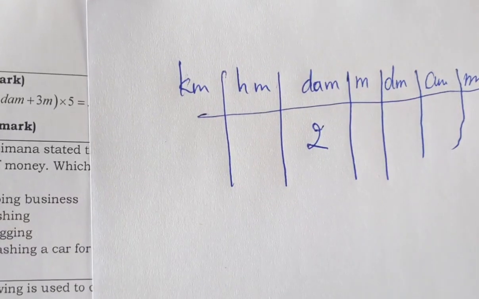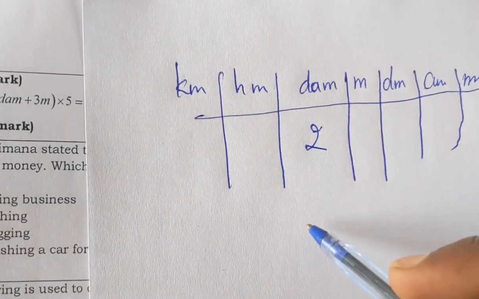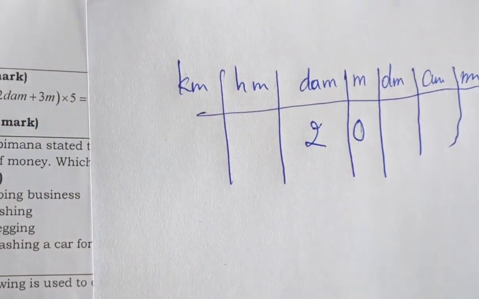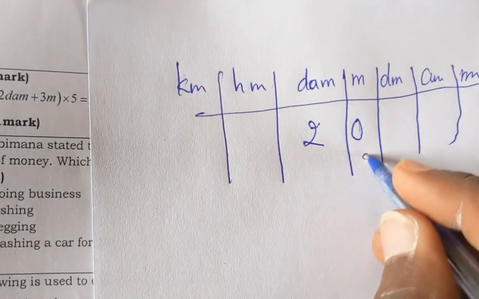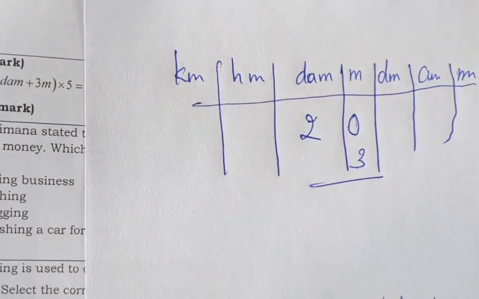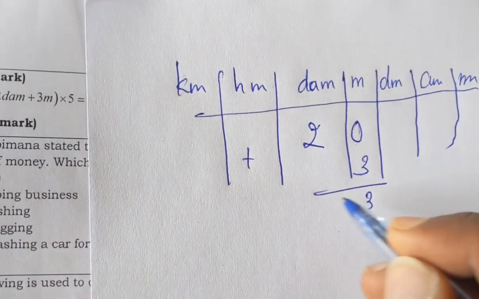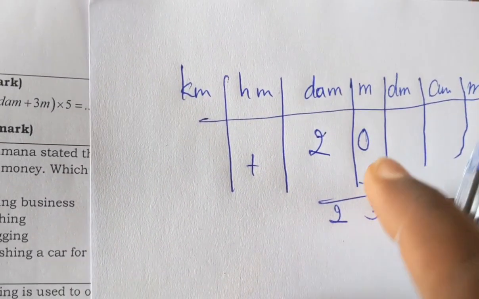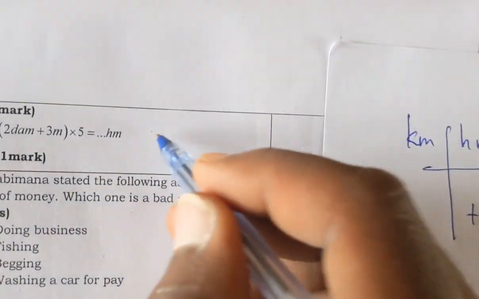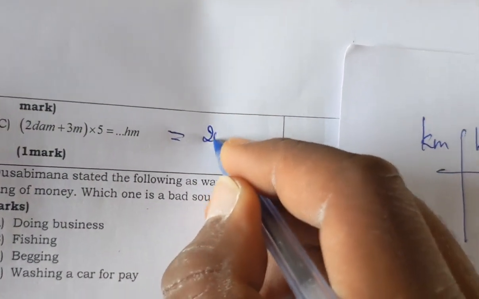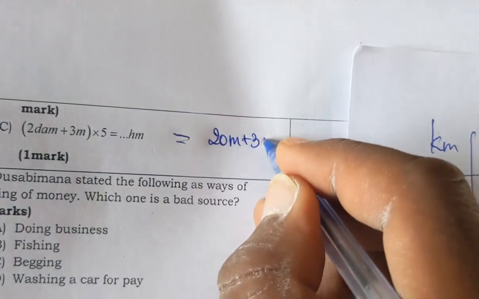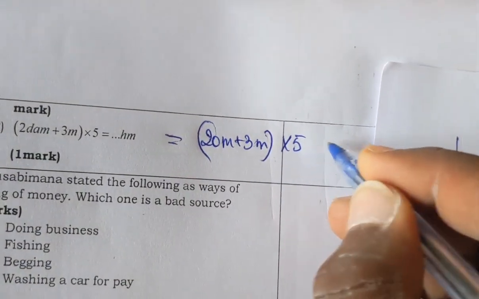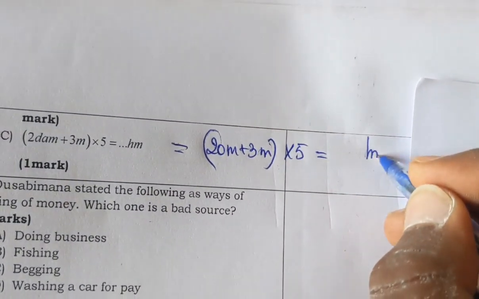I can convert into meters. Then it will become 20. And then here I add also 3 meters. And then once I add them, we become 3, 2. Then those are 23 meters. To mean those are 23 meters, here we become 20 meter plus 3 meter, times 5. Then how many hectometers are there?